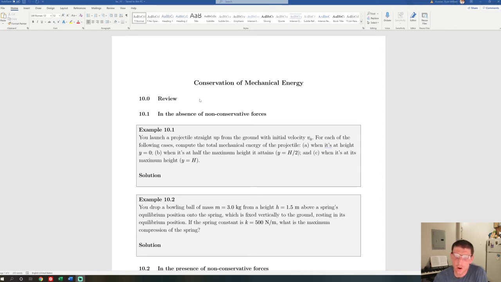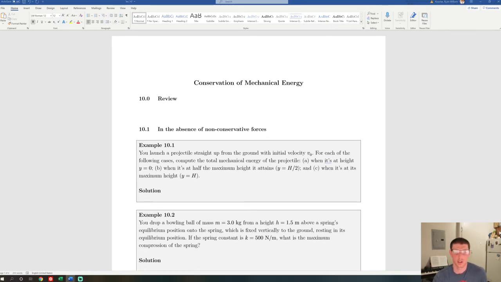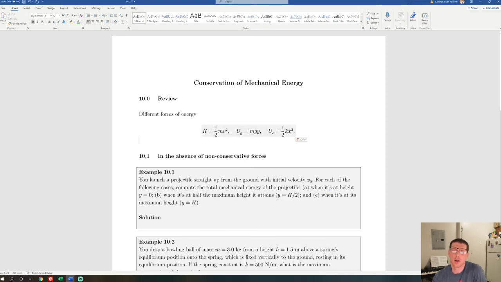Okay, so the first thing I want to do here is review what we've covered as far as work and energy goes so far. So let me take this from my other document here. These are the different forms of energy we have, right? We have kinetic energy, which we're going to write as a big K. We have gravitational potential energy, which is mgy, and then we have elastic potential energy.